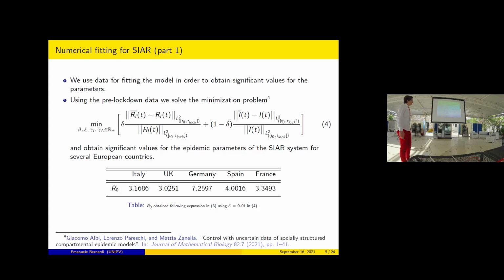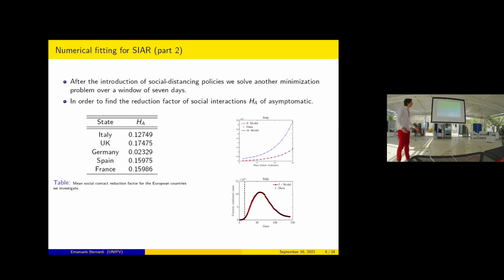We have obtained some significant values for the basic reproduction number that we have reported here, but also for all the parameters in our model, that are more accurate than the ones that we obtain with a classical SIR model. With the second phase, so after the introduction of the lockdown, we can obtain a new parameter that is nothing more than a numeric value for the decrease in social activities due to the lockdown measures and social distancing policies. All this data will come back at the end of my presentation for the results that we have obtained.